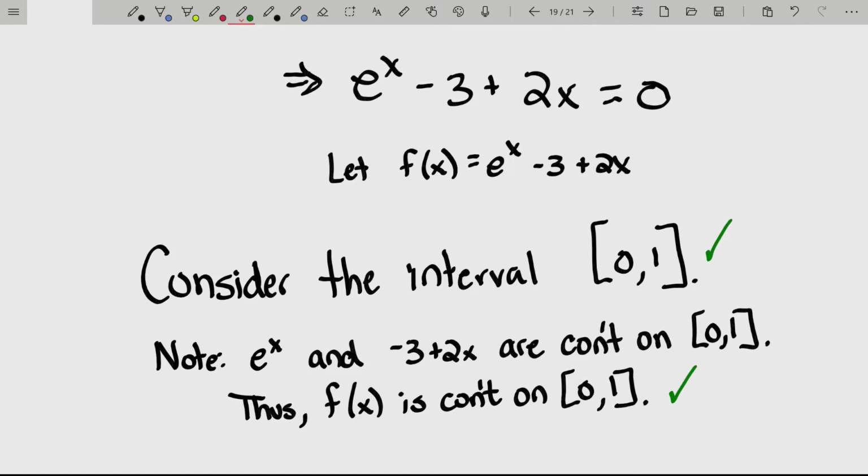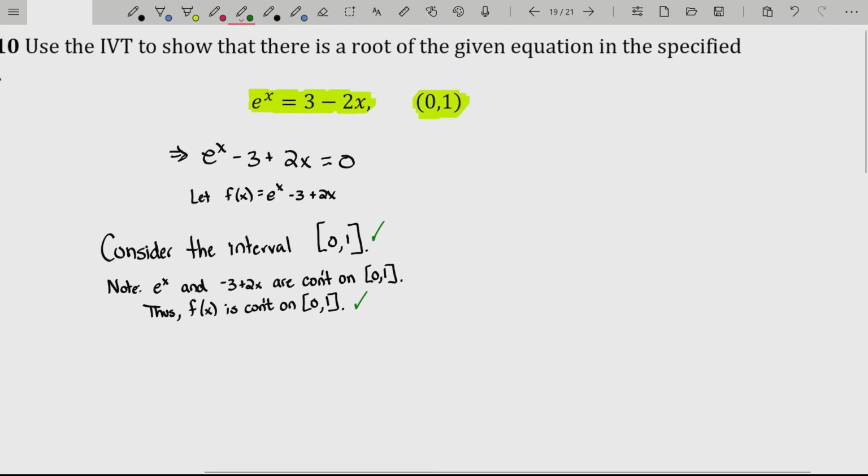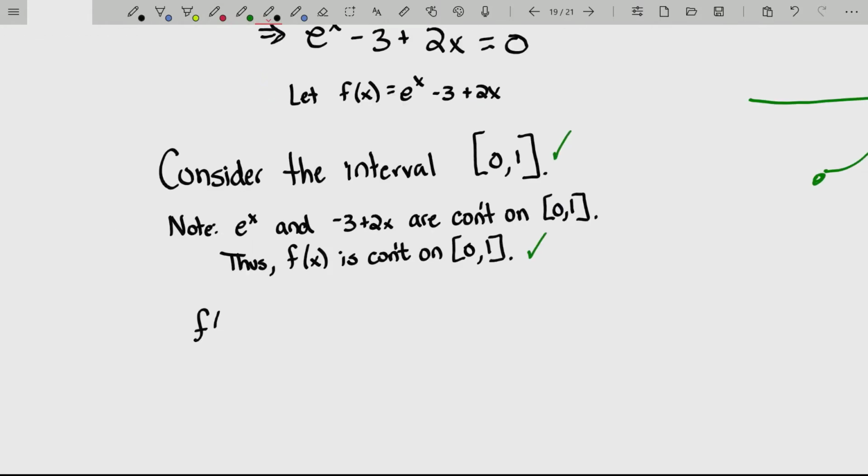Now all I need to do, to determine that this function hits the x-axis, is show that this function is negative at some point and positive at a different point. Because if a function goes from negative to positive, and the function's continuous, well then it had to cross the x-axis. It's that simple, folks. So let's go ahead and do it. I'm going to look at f evaluated at the left edge point. Well, that's just going to be e to the 0th minus 3, or in other words, negative 2. That's definitely less than 0.